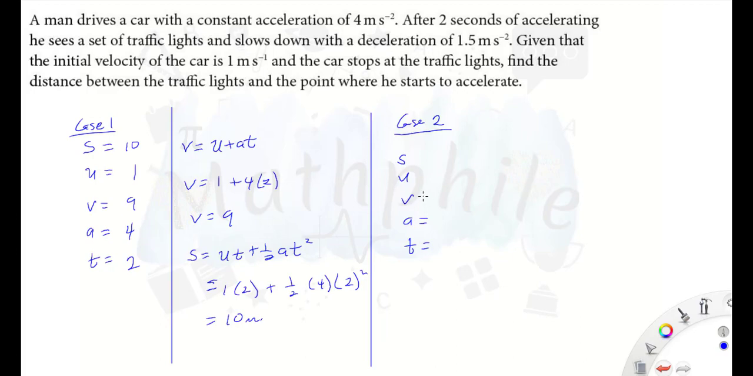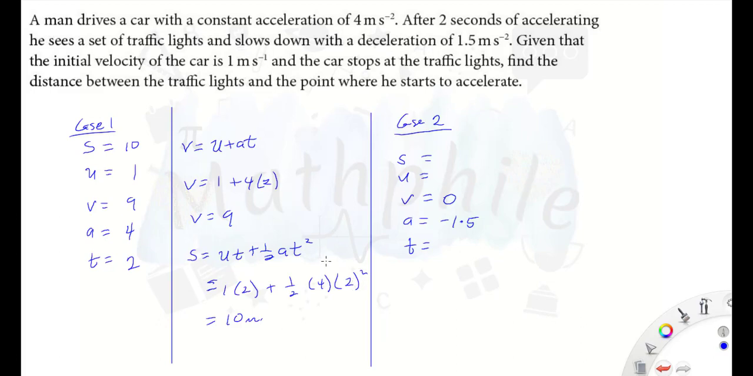We're given a deceleration of 1.5 meters per second square, so it's going to be negative 1.5. Then initial velocity is 0. Final velocity is 0 because it stops. And now what is the initial velocity going to be? It's going to be 9.